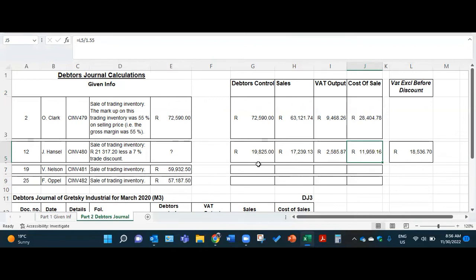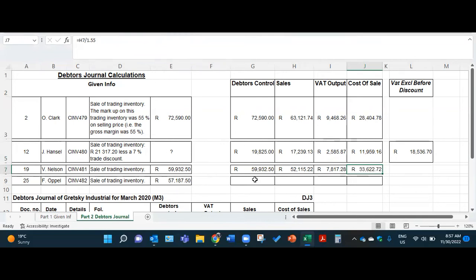It is just simple sale of trading inventory. So those full amounts are going to be recorded under debtor's control. We are going to divide by 1.15 to get the sales. The VAT will be the difference between the two amounts. And as far as our cost of sale is concerned, it will simply be the sales divided by 1.55 again.